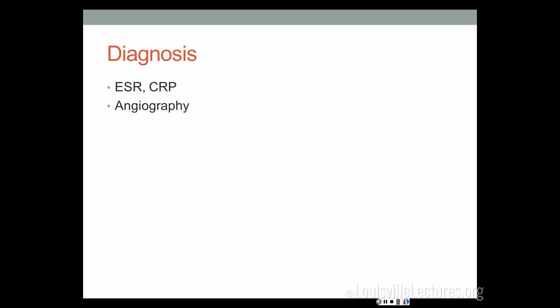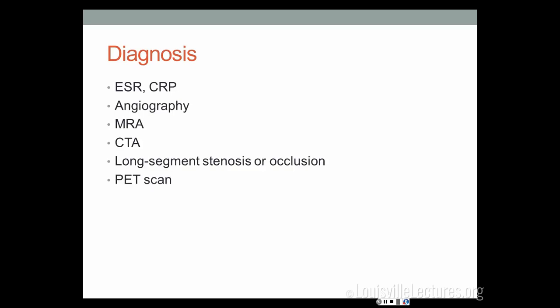Angiography can suggest it if you see the classic findings on angiography. MRA is probably used a lot more often now than angiography. CTA can be used also. And you'll see long segment stenosis or occlusion. And the big problem for Takayasu's is that you treat them, they appear to get better, and then you go back and MRA them a year later and their disease has progressed.